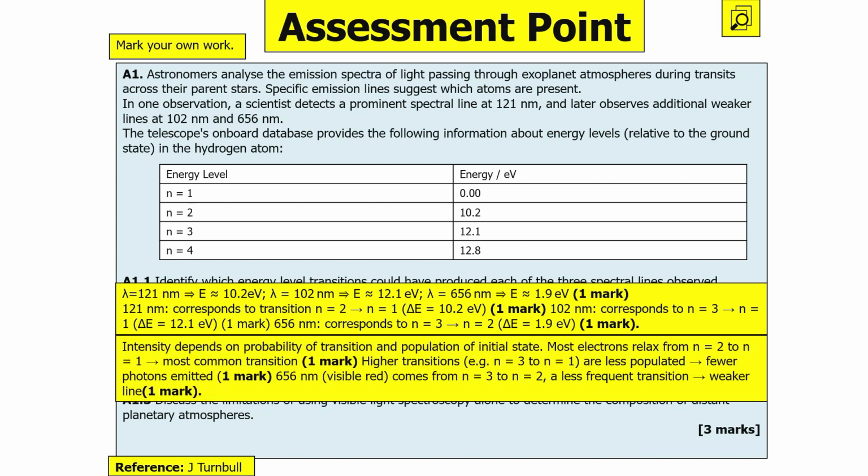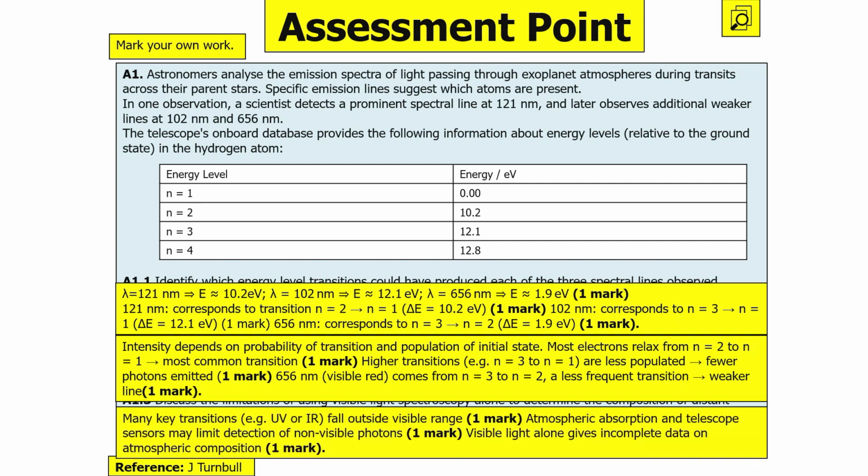Now the intensity depends on the probability of the transition and how populated each of the states are. Most electrons will relax from n=2 to n=1, which will be the most common transition. Higher transitions like 3 to 1 are less populated, so there are fewer photons emitted. Now 656 comes from 3 to 2, a less frequent transition, leading to weaker lines.